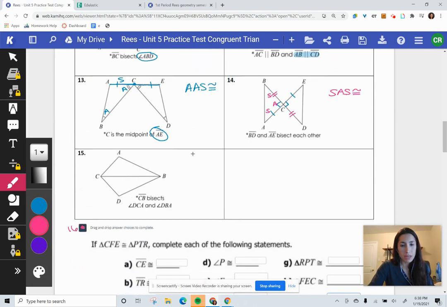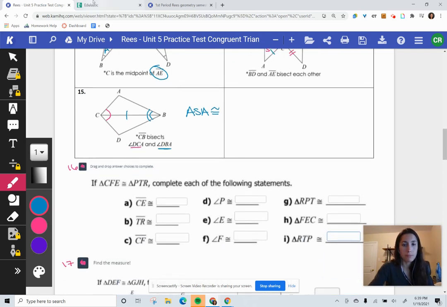Okay, and then we've got here we've got CB bisecting both of these angles. First, it's bisecting DCA. That's the angle here on the left. So DCA, I'm going to put the congruent mark here in the angles. It is also bisecting DBA, that's this angle here on the right. So I'm going to put 2 marks on it. And then always look for that reflexive common side. So this will be angle, side, angle congruency. That side is in between those 2 angles. Angle, side, angle.